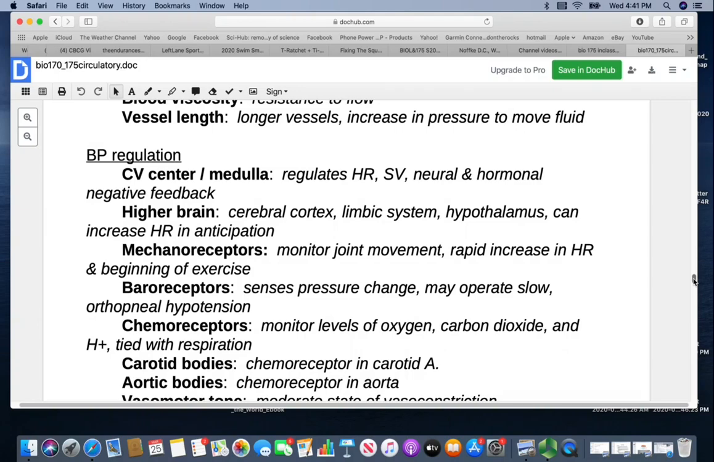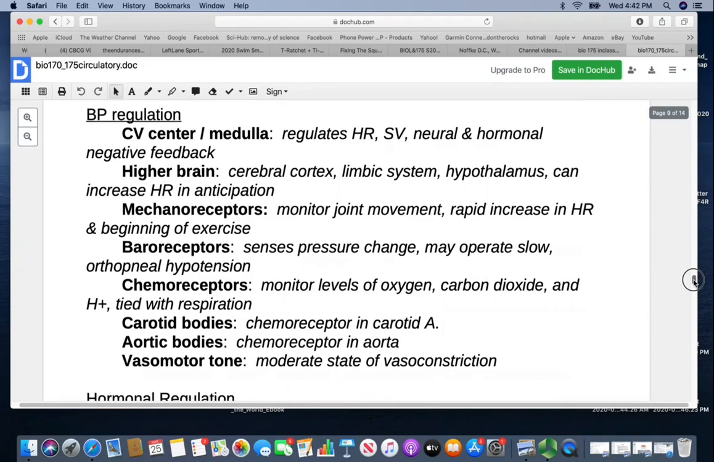Mechanoreceptors, they're going to monitor joint movement. You'll see a rapid increase in heart rate at the beginning of exercise. Baroreceptors will sense pressure change. These may operate a little bit slow. Orthostatic hypotension is the name given to it when it operates too slow. This can happen when a person goes from either lying down to standing or even sitting to standing too quickly, and the pressure doesn't get up high enough to their brain, and they can actually lose their vision or lose consciousness and faint temporarily.